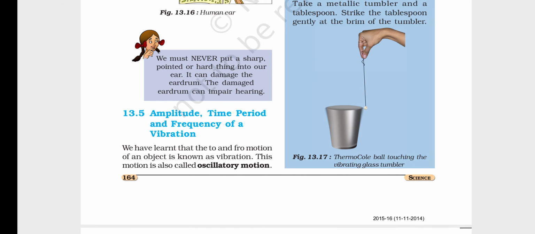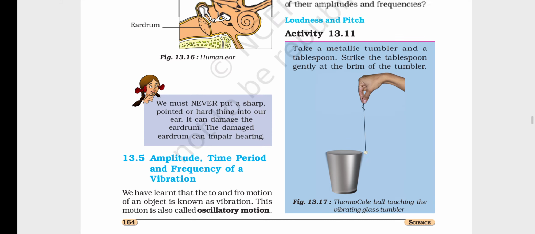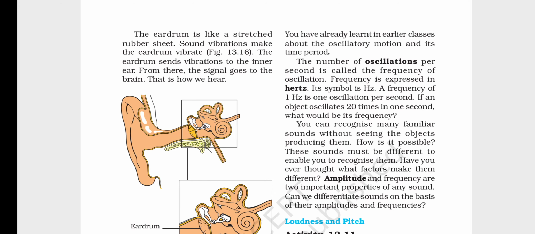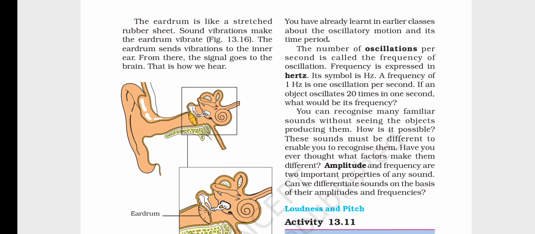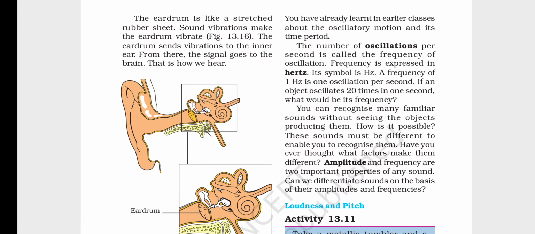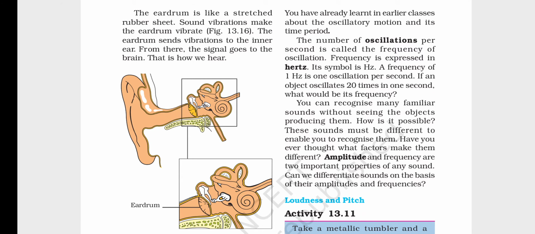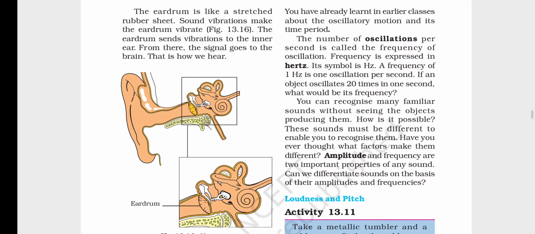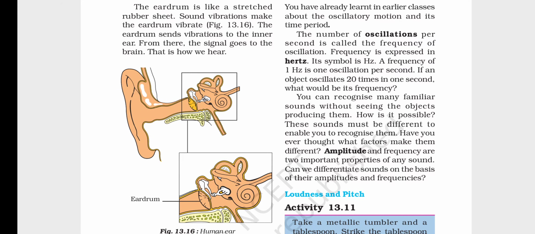Amplitude, time period and frequency of a vibration. We have learned that the to and fro motion of an object is called vibration, and this motion is also called the oscillatory motion, right? Now you have already learned in earlier classes about the oscillatory motion and its time period. The number of oscillations per second is called the frequency of oscillation.